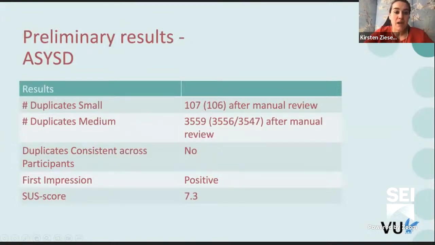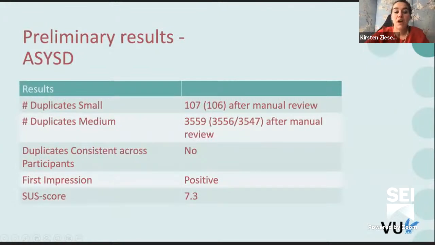And what you see is that we had different numbers of results. After manual review, we had 107 duplicates remaining in most of the sets. Some of it had 106. That could also be due to a different opinion regarding something during the manual review. And also for the duplicates of the medium benchmark set, we had some inconsistencies.